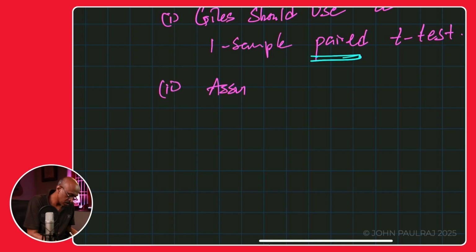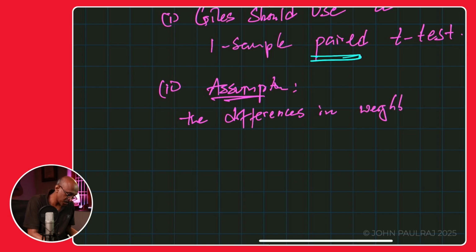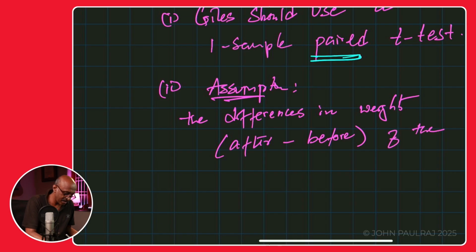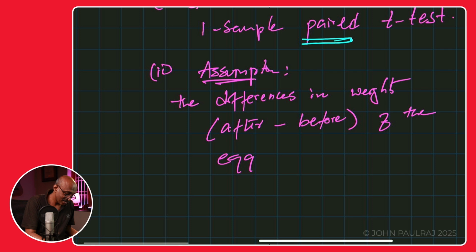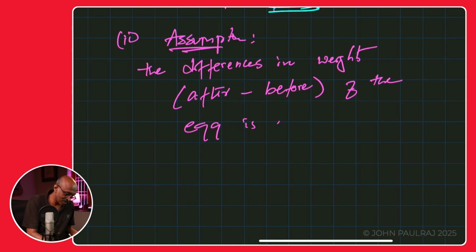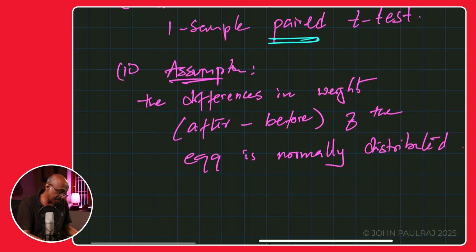Assumption that the differences in weights, and you can specify what you mean by that, so you can say after minus before, the differences in weight of the egg, because it's one egg, over a month, is normally distributed. Hope this makes sense, and I think that's all the time that we have for this particular video.